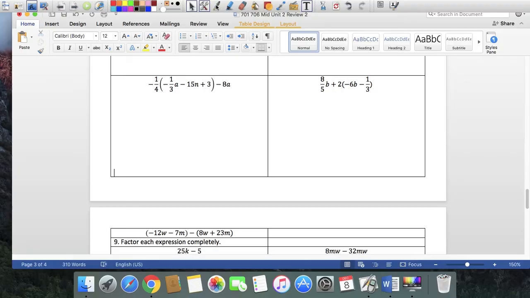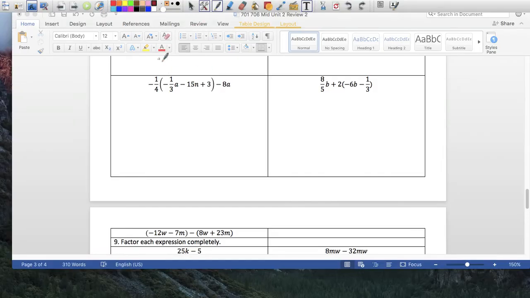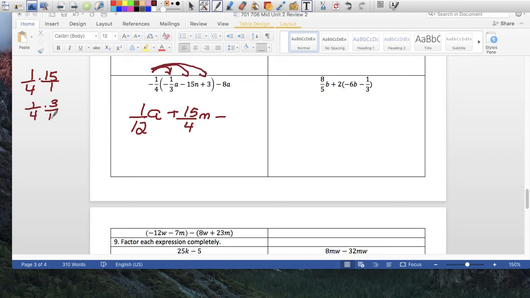Same thing. Still applying the distributive property. In this one, we have distributing and combining. So let's do these two. Negative and negative is a positive, and two fractions, but I can't simplify. So it's going to be 1/4 times 1/3, which is going to give me 1/12a. Negative and negative is a positive again, and then I'm going to multiply 1/4 times 15n. Nothing to simplify. Put the 15 over 1, so that's going to give me 15 over 4n. And the last one is a negative times a positive, which is a negative. I'm going to multiply 1/4 times 3. Nothing to simplify again, so it's going to be 3 over 4. So 3 over 4, and then finally minus 8a.